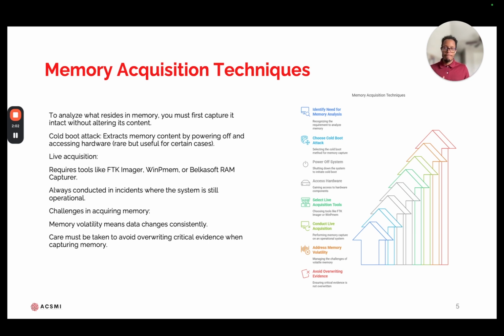Cold boot attack. Now, this extracts memory content by powering off and then accessing the hardware aspect of it, but this is rarely ever used. More so, you see live acquisition and static, but we're talking about live now. Live acquisition is going to require different tools like FTK Imager, WinPMem, and RAM Capture, because we're trying to get information within RAM, because as we know, the volatility, right, it's going to change as we go, because this is on and operational.